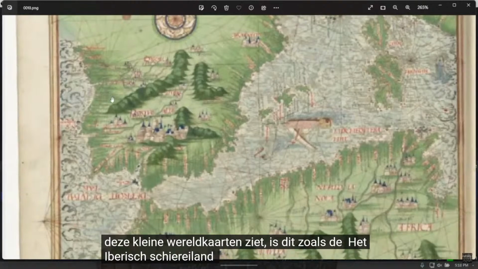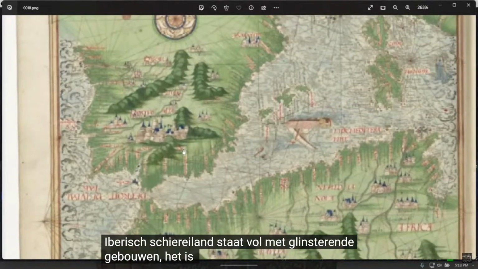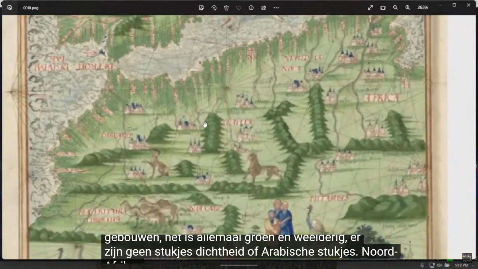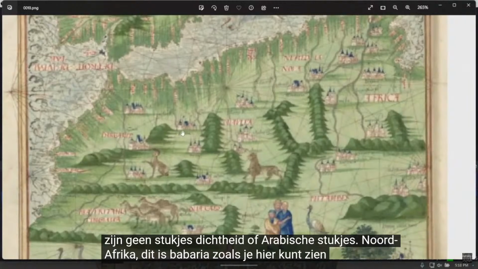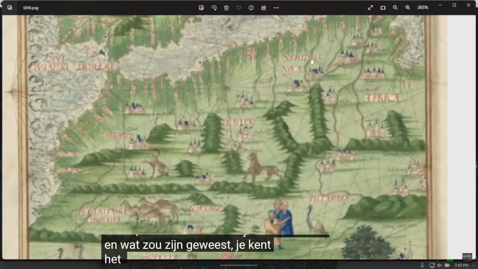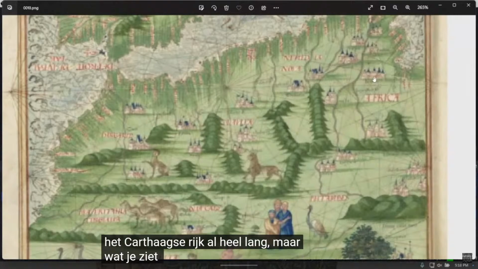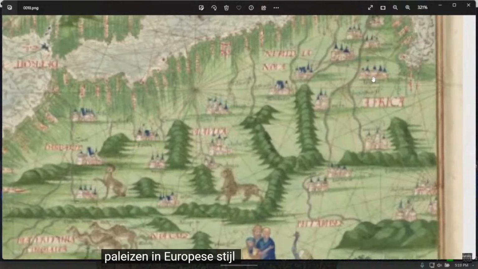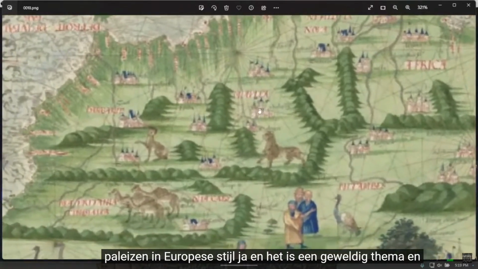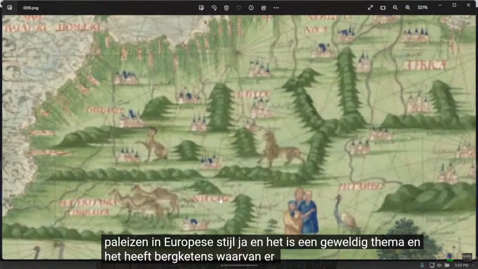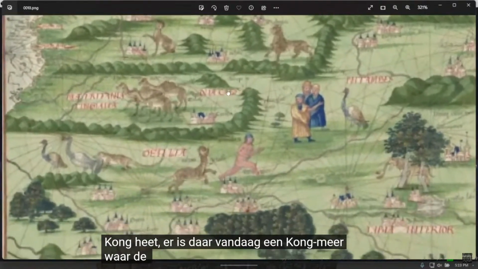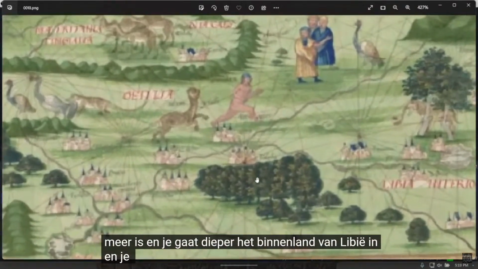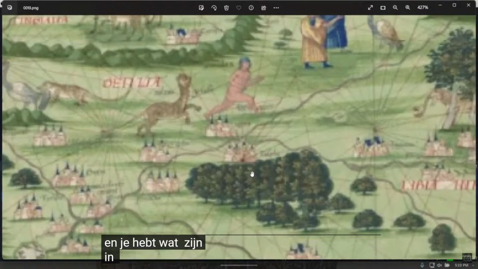Now, the Iberian Peninsula is full of glittering buildings. It's all green and lush. There are no deserty bits or Arab bits. North Africa, this is Barbaria, as you can see here, and what would have been the Carthaginian Empire way back. But what you see is a load of what look like European style palaces. Yeah, it's green, and it has mountain ranges, one of which is called Kong. There's a Lake Kong there today, where the mountain range is no longer. And as you get deeper into the Libya interior, you've got what are essentially deciduous trees.